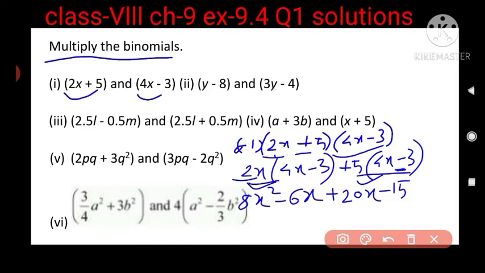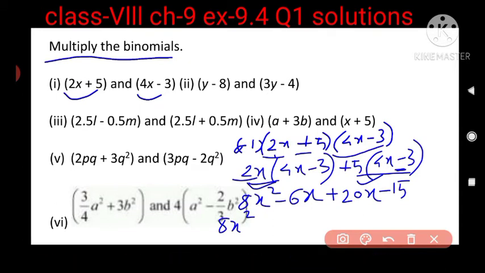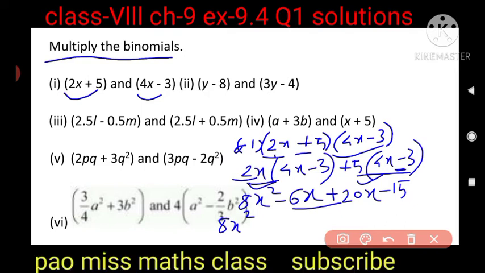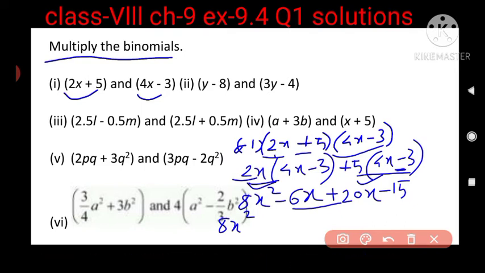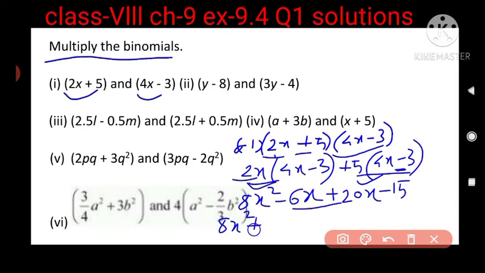Next, collecting the like terms. Now there is only one 8x square, so this will be 8x square. Now you can see here one is plus, one is minus, and they are like terms because their variables are the same. Now plus minus will be minus, and we have to see the greater number's sign. Which is greater here? 20. So 20 is positive, so our answer will also be positive.